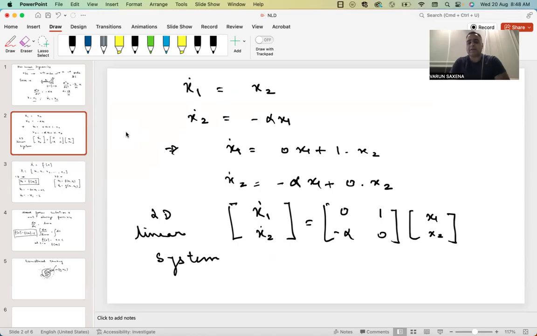If written in a linear algebraic notation, then on the left hand side, you get a column vector with elements x1 dot and x2 dot, which are the time derivatives of state variables x1 and x2. On the right hand side, you get a product of a 2 cross 2 matrix, which we call the system matrix, and a column vector of state variables x1 and x2. So this is a 2D linear system. The reason why I'm calling it linear is because the highest power of x1 and x2 in this system is 1.